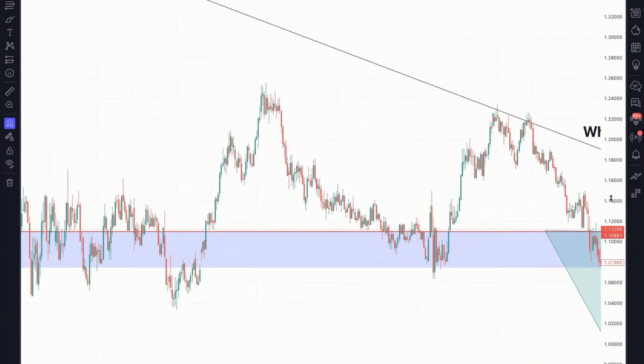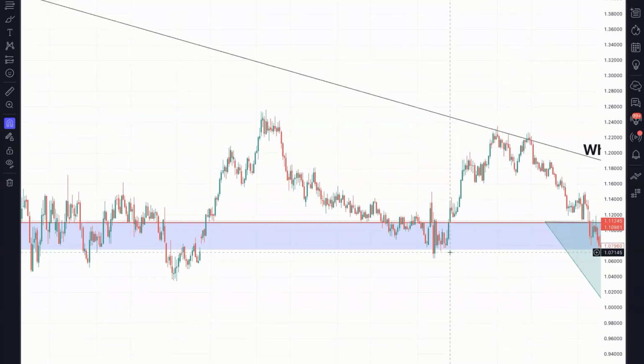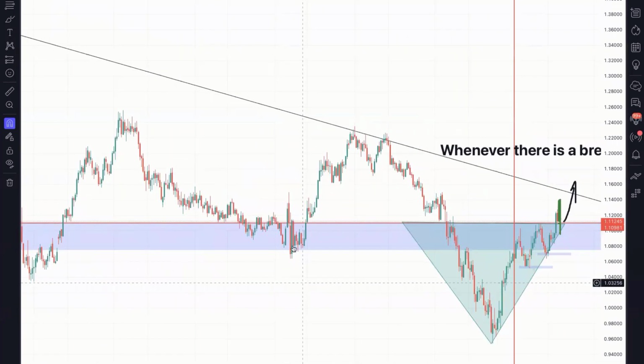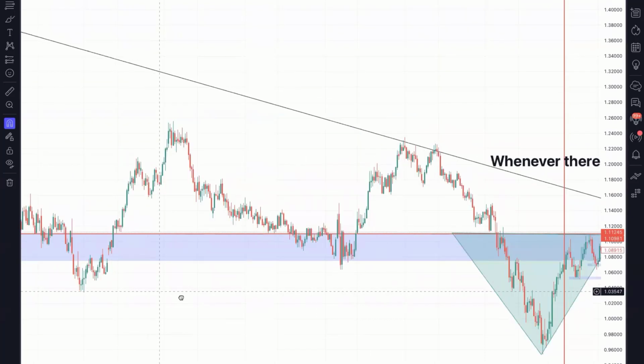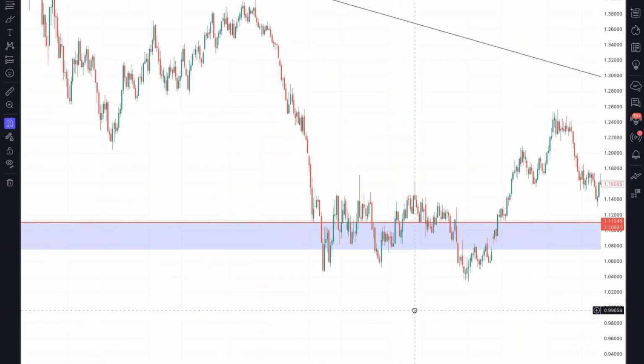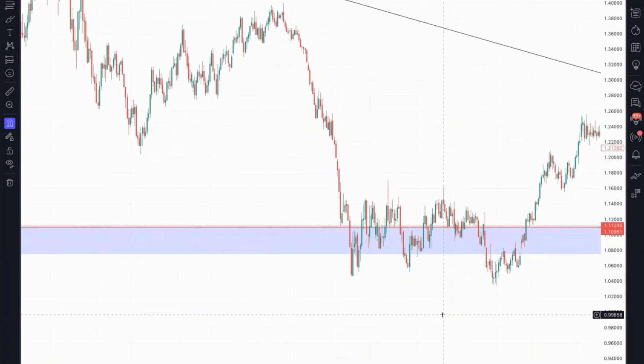Now look at this kind of breakout. The market broke out from here, and what do you see happen there? The market went up. I'm going to show you different types of breakouts and what we should expect. Look at how the market broke out from this uptrend. Broke out from here.